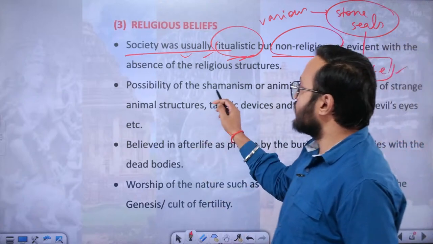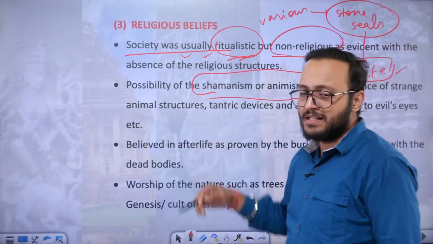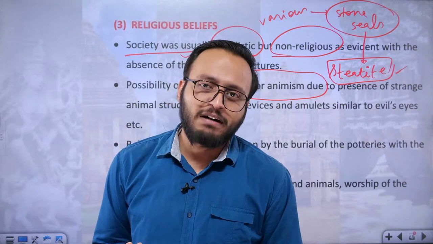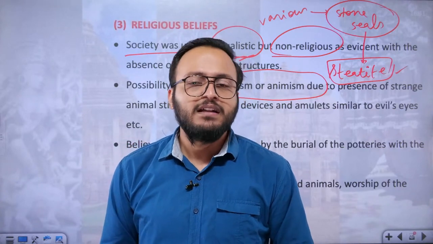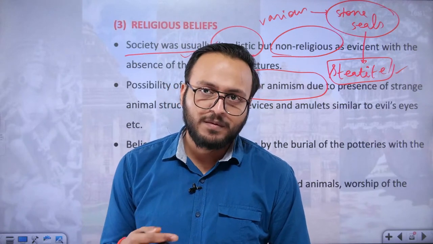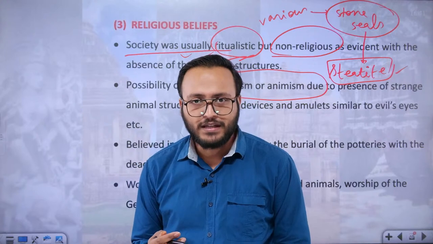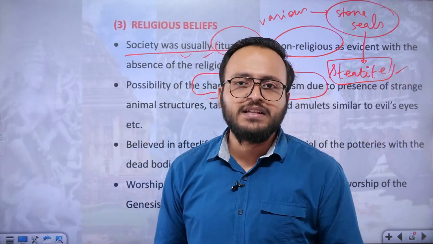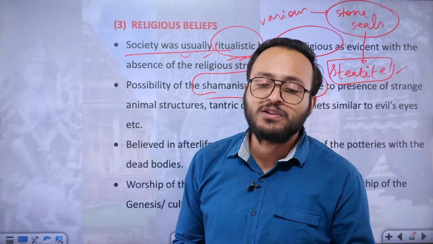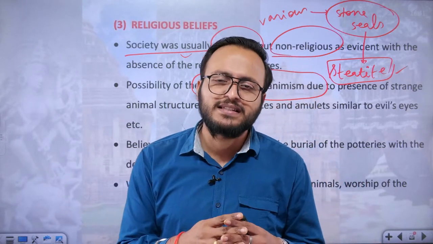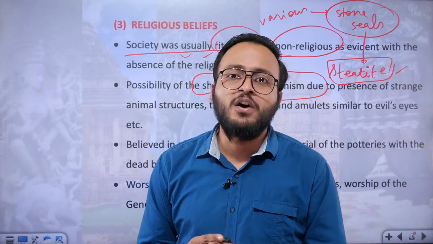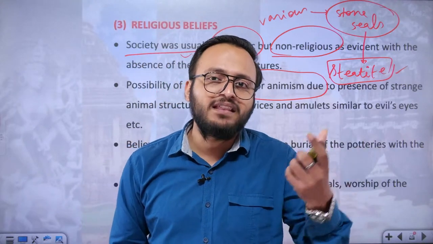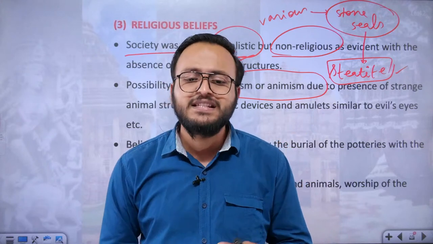And here if we see them, there was also the possibility of shamanism or animism. What is the meaning of these two words? This means Atmavad, that probably they believed there is the presence of a soul in anything. Why so? Because they also believed that anything can be a living entity, as they imagined different types of composite animals on the representation of their seals. Sometimes they combined the face and the body of two different animals. Such seals are also present.